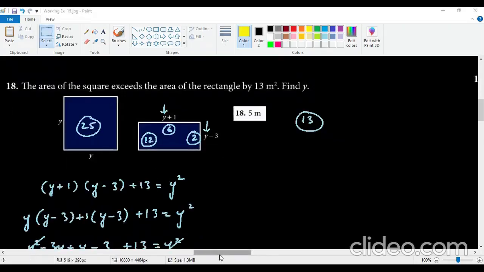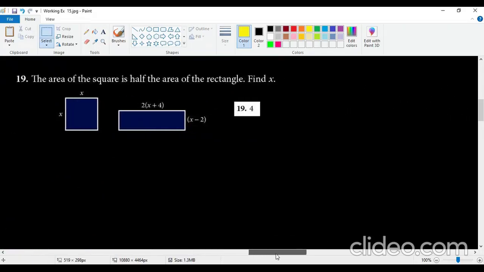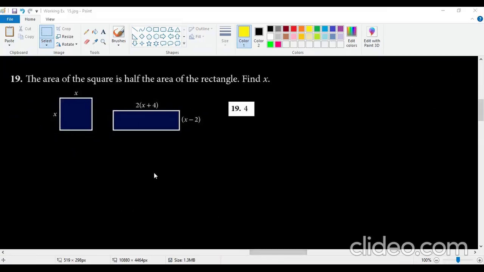Towards the last question of this exercise. Now, this also can be tricky for some students, those who are finding it difficult to understand word problems. Now, look at this carefully. Read the question. This says the area of a square is half the area of a rectangle. That means if we double the area of this guy, it's going to be equal to the area of this rectangle. So once we are making the equation, it's going to be pretty simple.